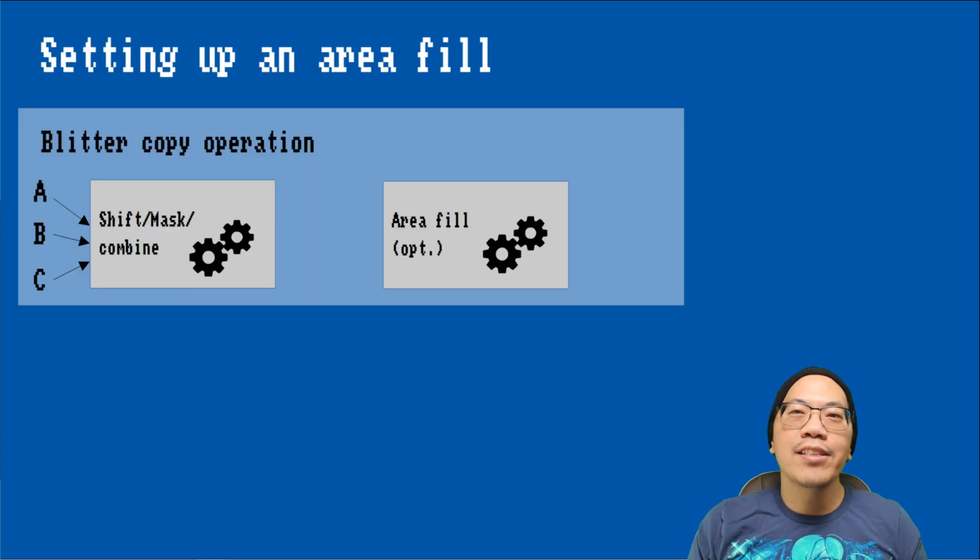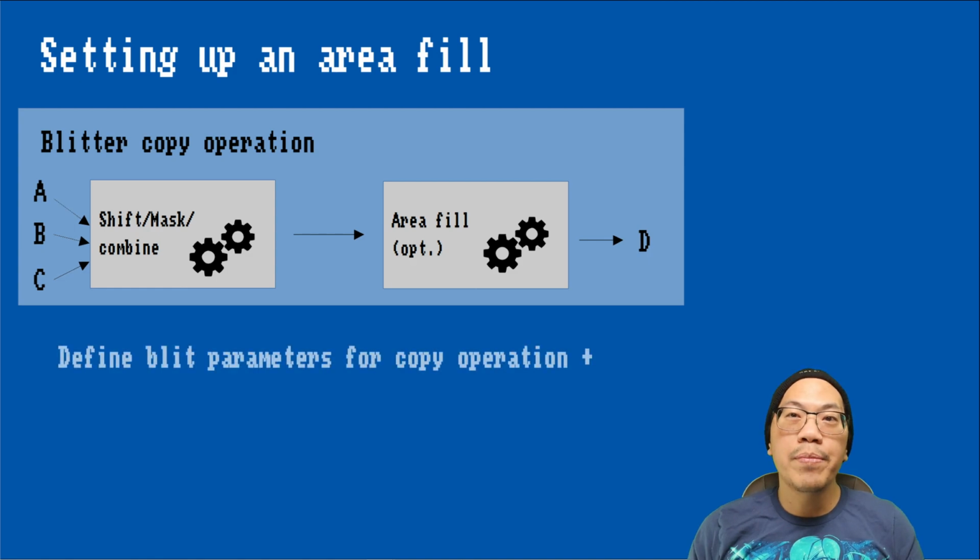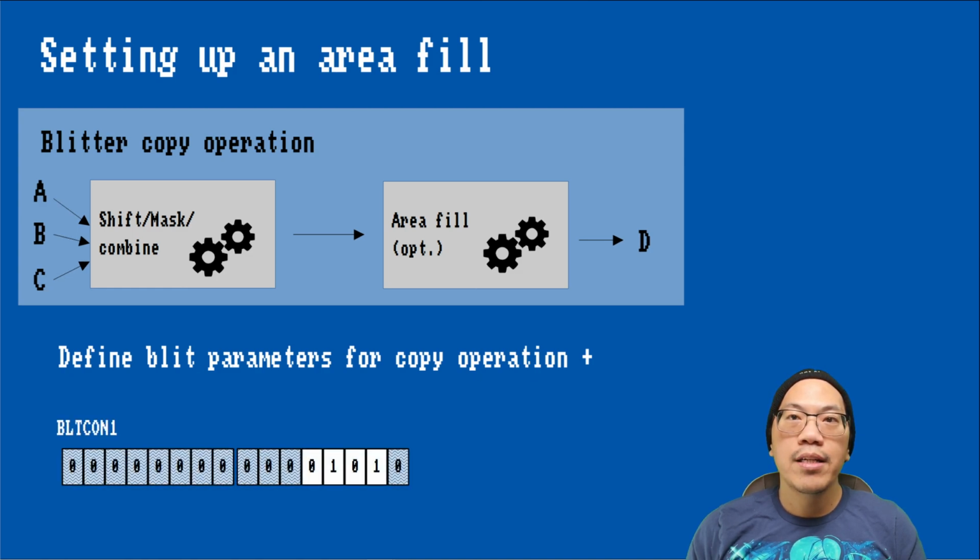Setting up an area fill is actually pretty easy. It can be an optional stage in the Blitter copy operation where the first stage is shifts, masks and combining, which generate an intermediary result that is passed to the area fill stage to obtain the final result. In addition to the typical parameters needed for the blit operation, we also need to enable a couple of bits in the blitcon register. Since area fill only works in descending mode, we need to make sure that the descending mode bit is always set.